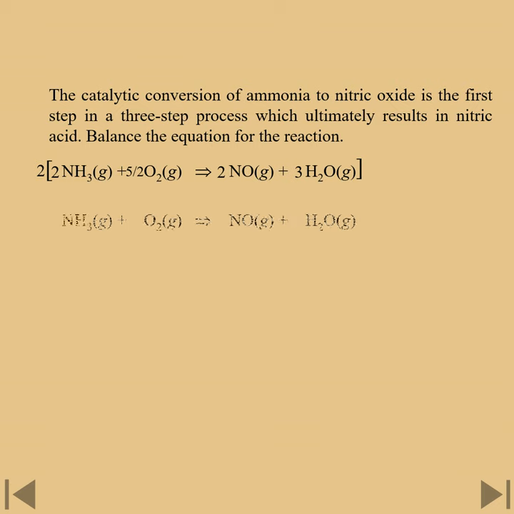So 2 ammonias, 2 times 2 for 4 ammonias, react with 5 O2s to form 4 nitrogen monoxides and 6 dihydrogen oxides. Okay, I better double check this one. 4 nitrogens on the left, 4 on the right. 12 hydrogens on the left, 12 on the right. 10 oxygens on the left and 10 on the right.